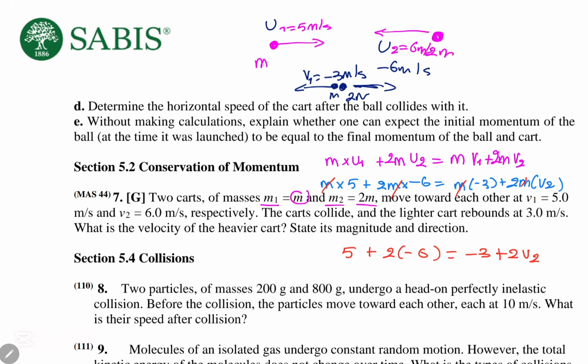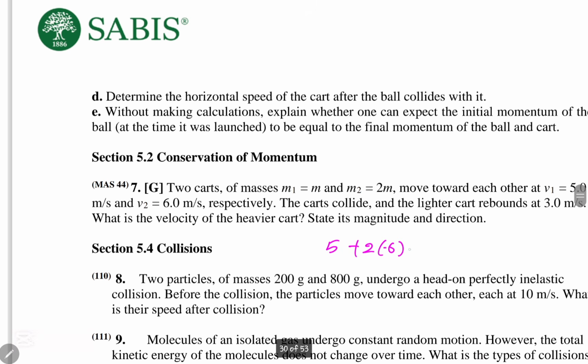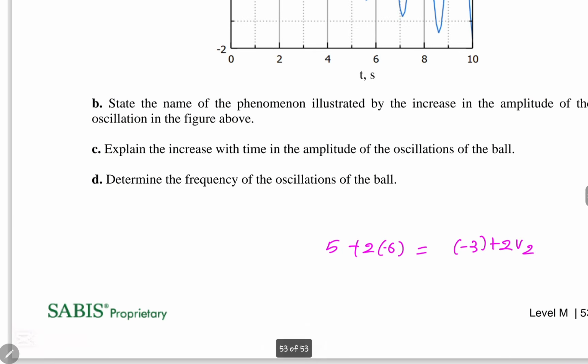So basically this is 5 minus 12, that's minus 7. Excuse me, I accidentally stopped my video. So I get minus 7, because if I remember correctly, it was 5 plus 2 times minus 6, is equal to m times minus 3 plus 2v2. And please ignore that I went all the way to the bottom. Anyway, it's going to be minus 7 is equal to minus 3 plus 2v2.